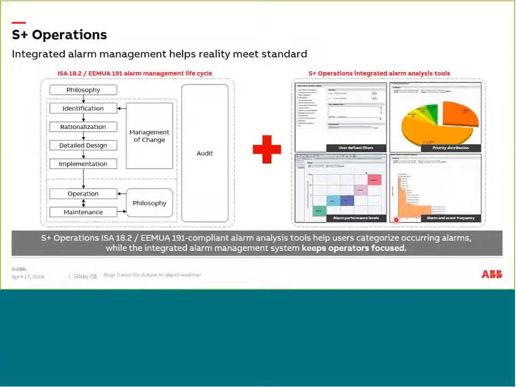We have alarm and event frequency, right? So here I can see who my bad actors are, which of my tags come into my system as alarms more often than the other ones. What is my average? What is my standard deviation on my other tags? So you can work out what's going on with that particular tag. Is there something wrong with the equipment, or is there something we need to change in our alarm management strategy for that equipment? The third one I have here is alarm performance level.